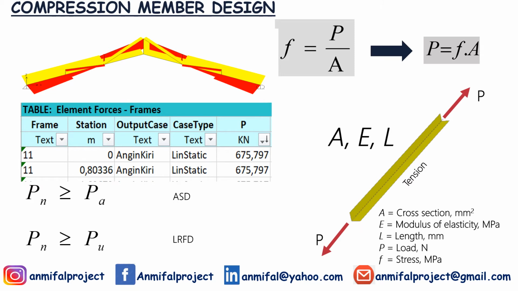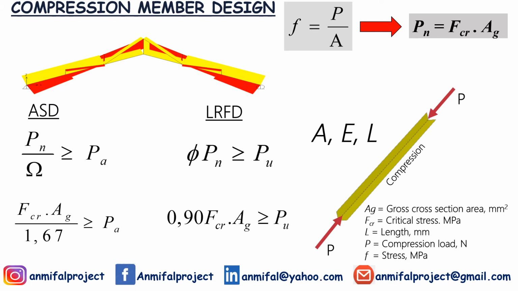And of course the nominal compression load should be reduced by a factor that we can discuss later. In the compression member design, we have the general equation for calculating the nominal compression load. The nominal compression load can be computed by multiplying the critical stress and the cross section area of the steel profile. We have two types of design criteria: allowable strength design and load resistance factor design.